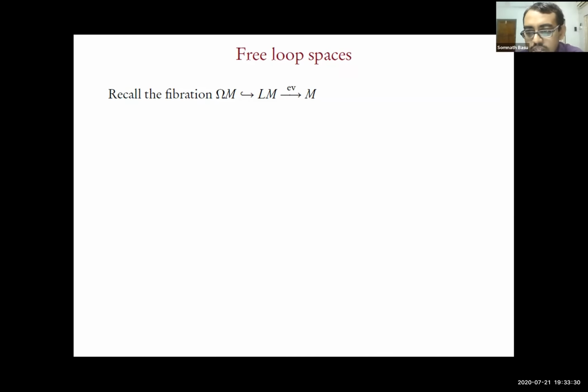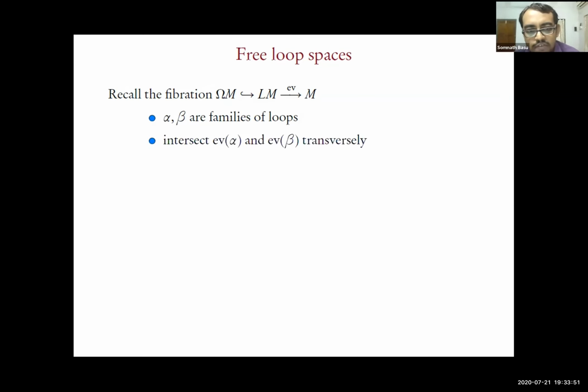Well, I can try to do this in families, because on M, I can intersect families transversely. This is what transversal intersection does. On Omega M, I can combine families if they start and end at the same point. So I want to combine these two operations. So I start with families. Alpha and beta are families of loops. Alpha is an I-dimensional family. Beta is a J-dimensional family. I look at evaluation alpha, evaluation beta. They're simply the images, or the shadows, of alpha in M and of beta in M. So these will give me I and J dimensional families in M itself.